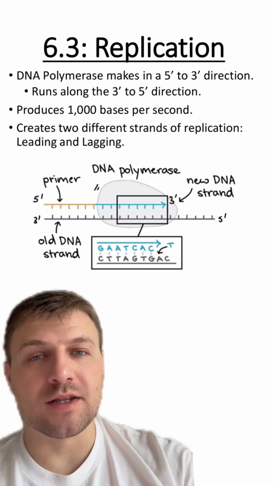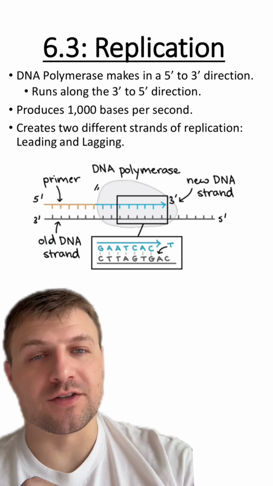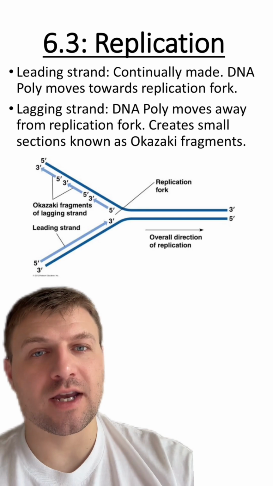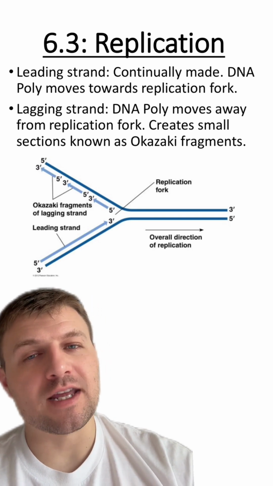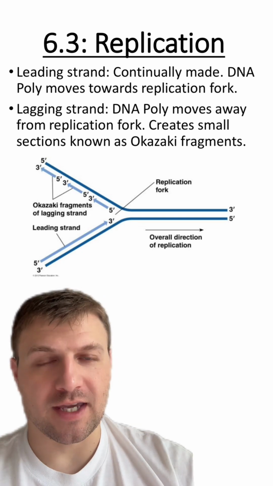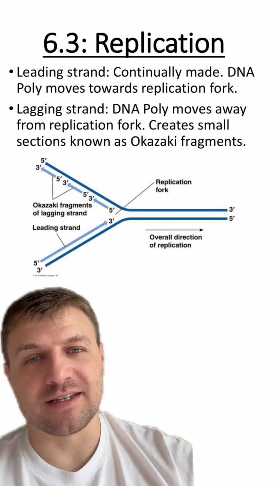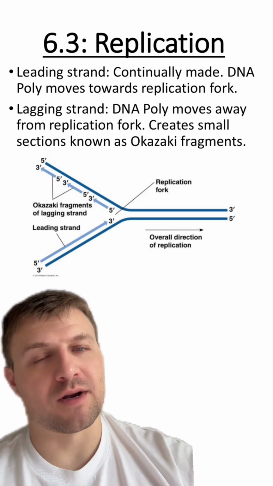Since this only runs in one direction, we're going to create two different strands during replication, the leading and lagging strand. The leading strand is continuously made. The DNA polymerase moves towards the replication fork. This is in contrast with the lagging strand that's made discontinuously. It's made away from the replication fork.